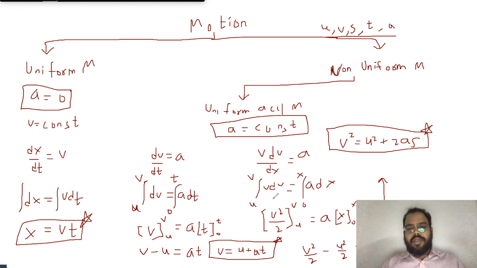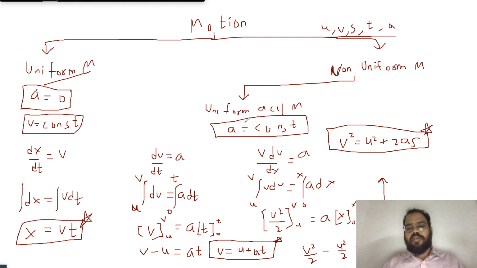Now moving back to this, we have concluded uniform motion. Uniform motion's acceleration is 0, velocity is constant. Then we have one formula for that, that is displacement is equal to velocity into time. So we have only one formula for uniform motion. Then we move on to non-uniform motion. In non-uniform motion, we have done our first type, that is uniform acceleration motion.